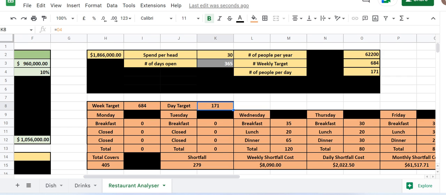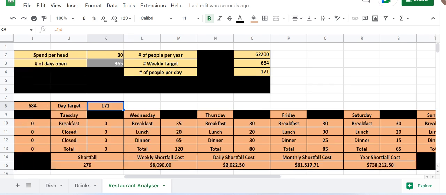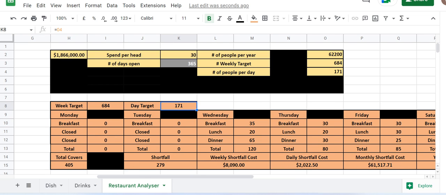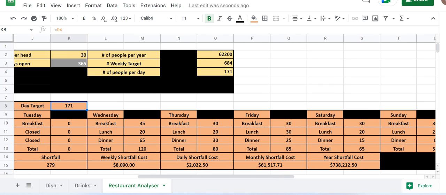What you do from here, you want to write down how many covers you're actually doing for the services that you're open, and it will give you a total. So we're looking at 405, which gives us really a weekly target of 405, or the shortfall of 279. What does that cost in daily, weekly, and monthly figures? Daily, it's $2,000. Weekly, it's $8,000, and monthly, it's 61 grand. So this business and yearly, it's a lot.